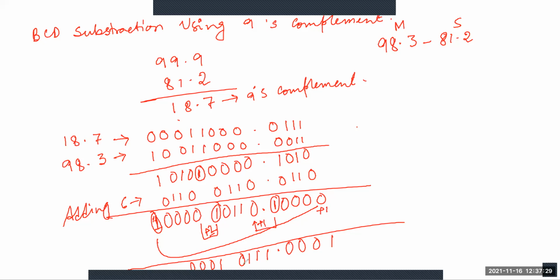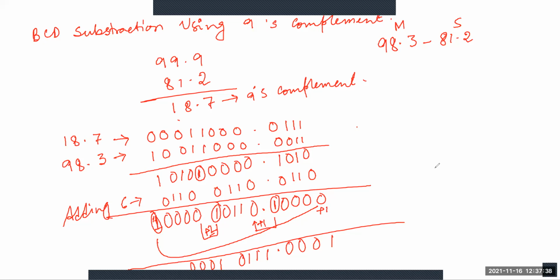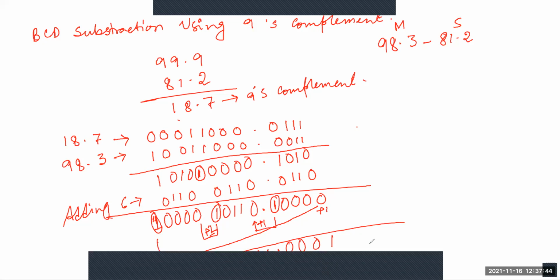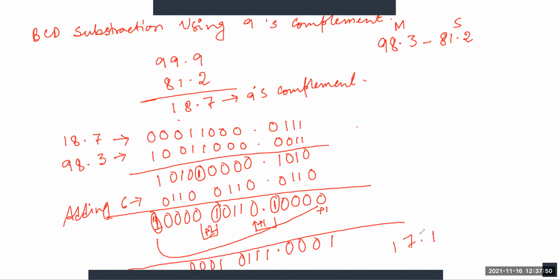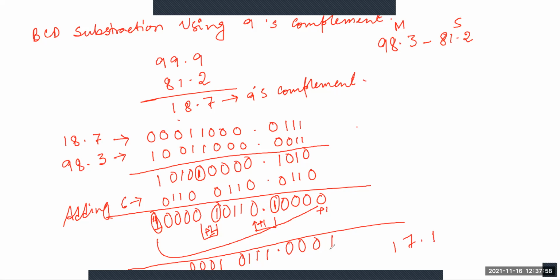Now this is 0001 0111 0001. So from this you can easily write this is 17.1. So here 0001 means 1, and here 0111 means 7, and 0001 means 1. So this is the BCD subtraction using 9's complement.